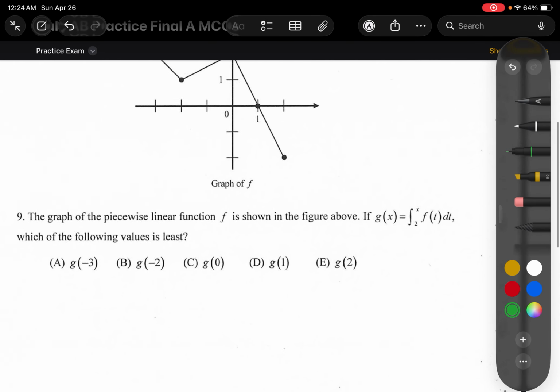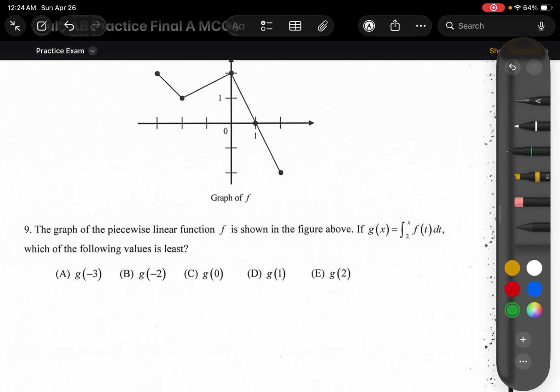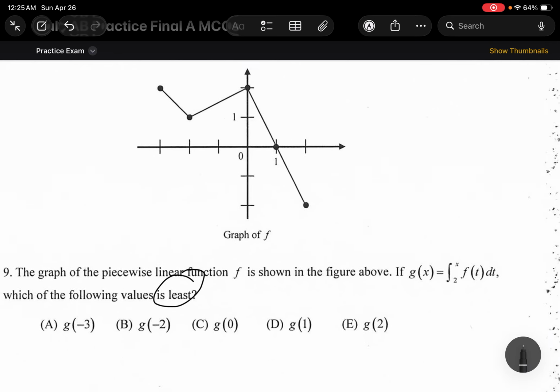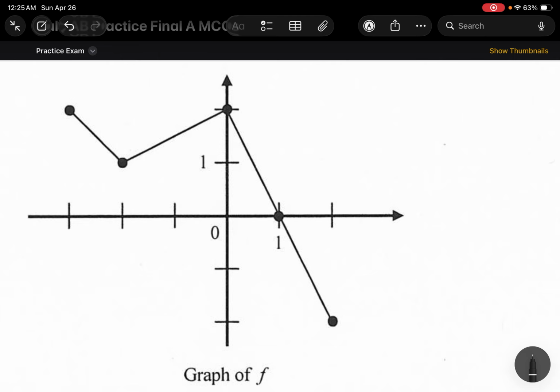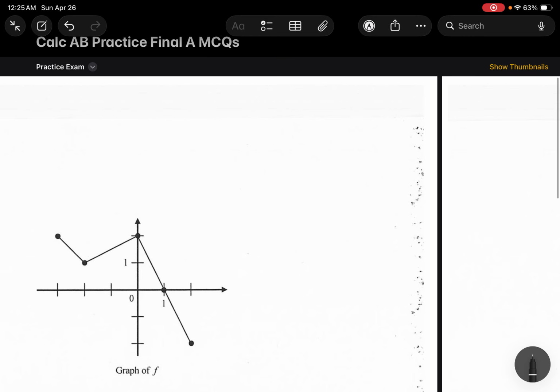For number 9, the graph of the piecewise linear function f is shown in the figure above. If g of x is this function right here, what is the least value? So we're given this graph here, and what you could possibly notice is that this can be divided into areas of shapes. So let's calculate. Our first step is to calculate the area of the shapes.